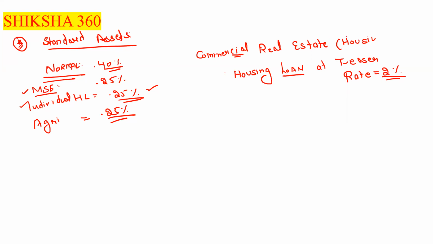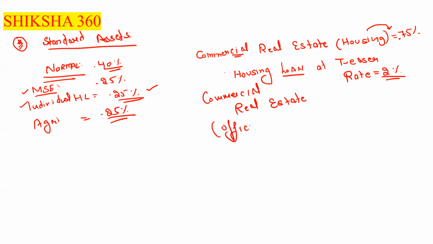Commercial real estate housing, it is to be 0.75%. Clear? This is basically for housing, it is 0.75%. And commercial real estate not for housing, like for offices or shops or for farms, that is to be 1%. Clear?